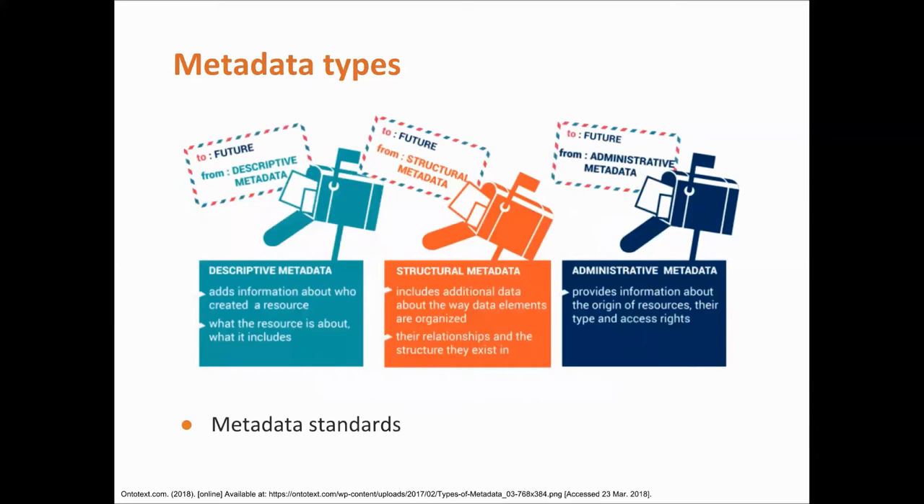Some would say that there are three main types of metadata: descriptive, structural, and administrative metadata. Descriptive metadata adds information about who created a resource, and most importantly, what the resource is about, what it includes. Structural metadata includes additional information about the way data elements are organized, their relationships, and the structures that they're in. And administrative metadata provides information about the origin of resources, their type, and the access rights. Metadata elements grouped into sets designed for a specific purpose, for example, for a specific domain, are called metadata schemas. And we showed you a minute ago what the DataCite metadata schema was. Metadata schemas that are developed and maintained by standard organisations such as ISO, or organisations that have taken on the responsibility, for example, the Dublin Core Metadata Initiative, are actually called metadata standards.